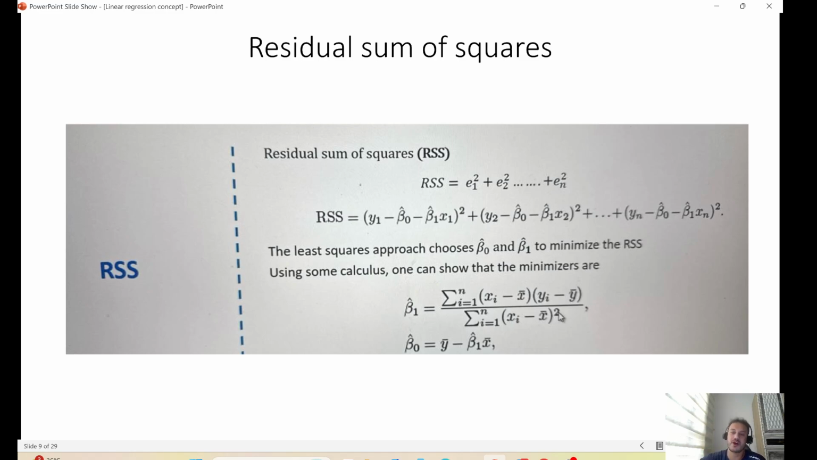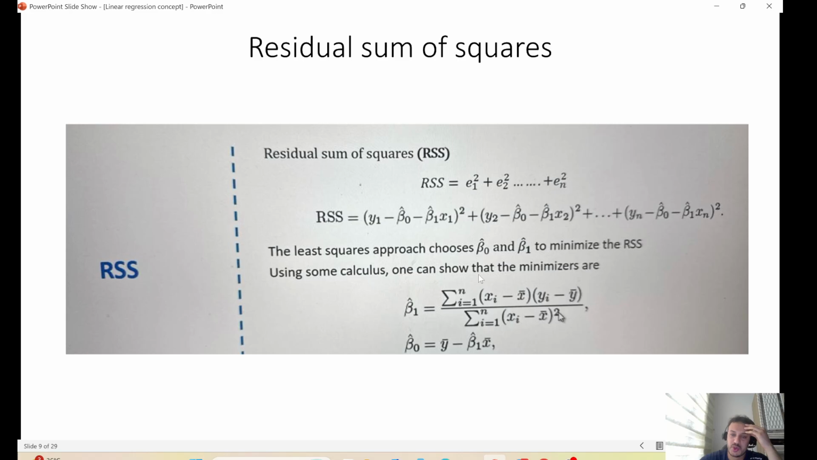If you have 1,000 samples, you will collect all the residuals and then square them, just to avoid the minus sign. And we have RSS, this is the equation.